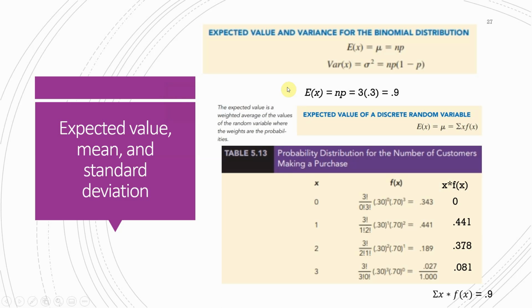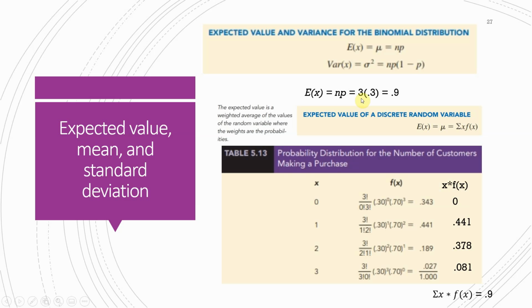In this video, we're going to talk about how to calculate the expected value, the mean, and the standard deviation and variance for the binomial distribution. So the equation is up here. The expected value of x, mu, equals n times p. And then here's the equation for the variance, np times 1 minus p. So for the expected value, it equals mu, which equals n times p.